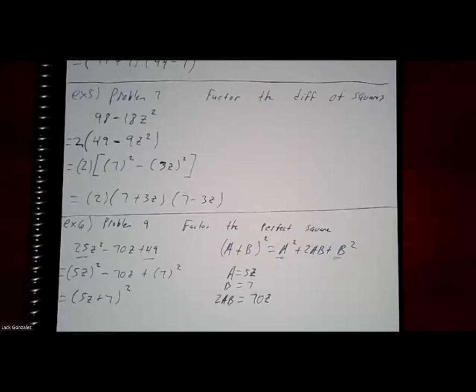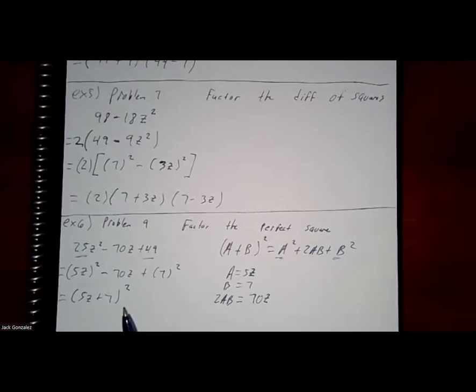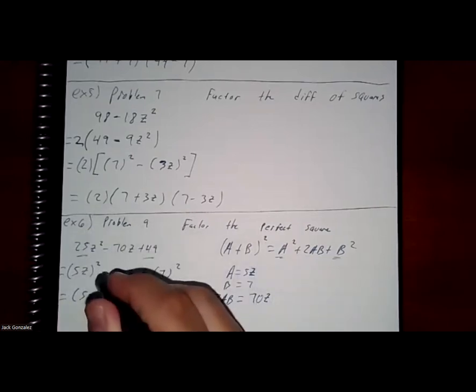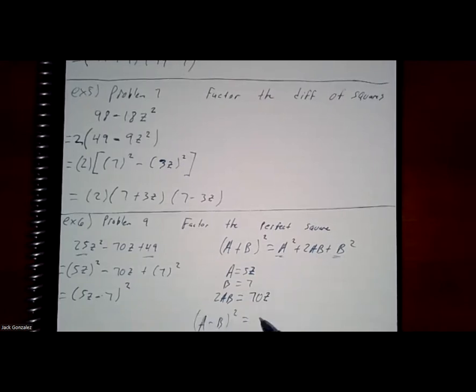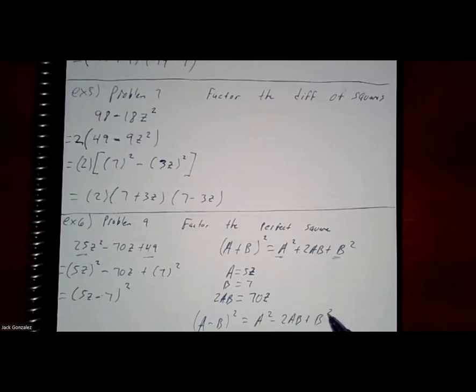So that's gonna be 5z plus 7 squared, or is that supposed to be 5z minus 7? Oh, you're right. Yeah, should be minus. Good catch. So this is the plus version. The minus would be this one, the one we wrote earlier. There we go. Okay, thank you. All right.